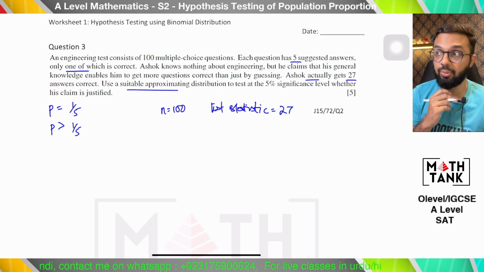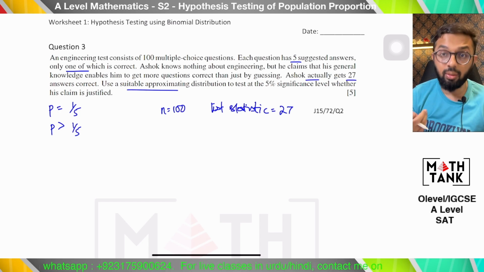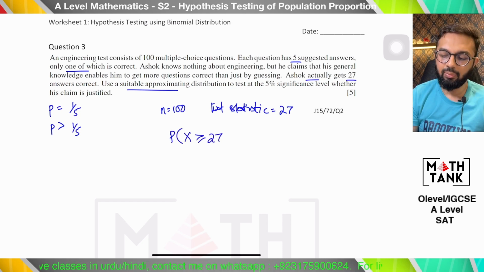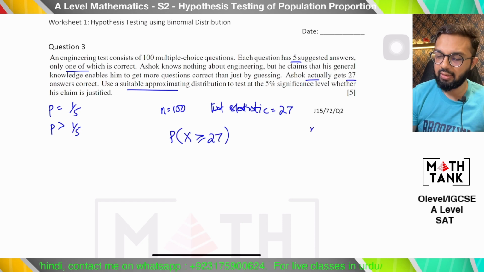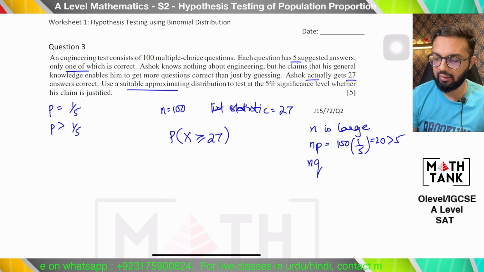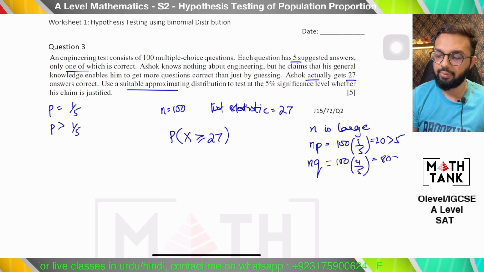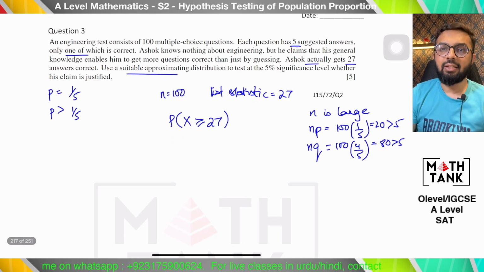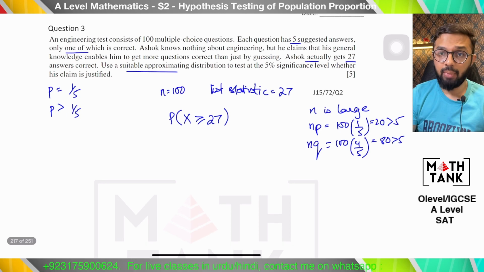So I'm telling you to use an approximating distribution. This is by definition a binomial. I want to calculate the probability of x greater than or equal to 27. Now since n is large, and let me check, np is 100 into 1/5, which is 20. So that's greater than 5. nq is 100 into 4 over 5, which is 80. That's also greater than 5. So those conditions for the conversion of a binomial distribution to a normal distribution are met.